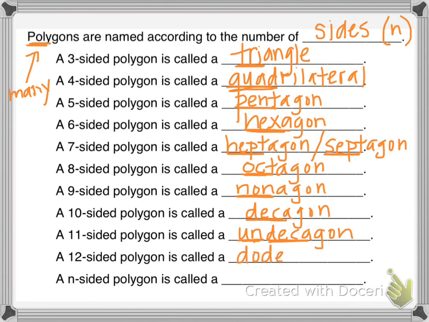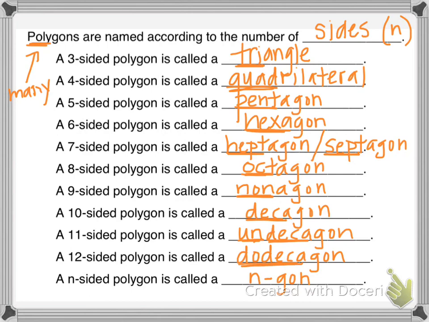Do is the prefix that means 2. So 2 and 10 make 12. And then for any other polygon after that, we're just going to say the number of sides, which is n, and then dash gon. So if I had a 30-sided shape, we would call it a 30-gon. Now, there may be some actual names for those shapes, but in this class, I expect you to know all of them up to 12.